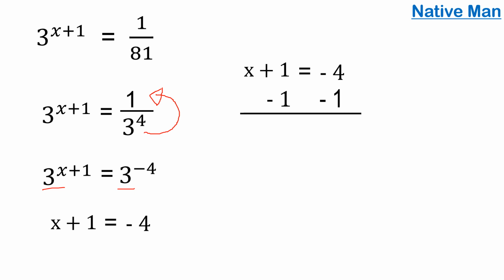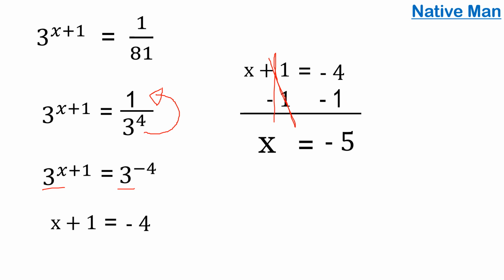So we can cancel positive 1 and negative 1 here. What is the remaining at the left of the equal sign? This is x. So x is equal to negative 4, then negative 1. If you combine, that is negative 5. So the value of x in our equation is negative 5.